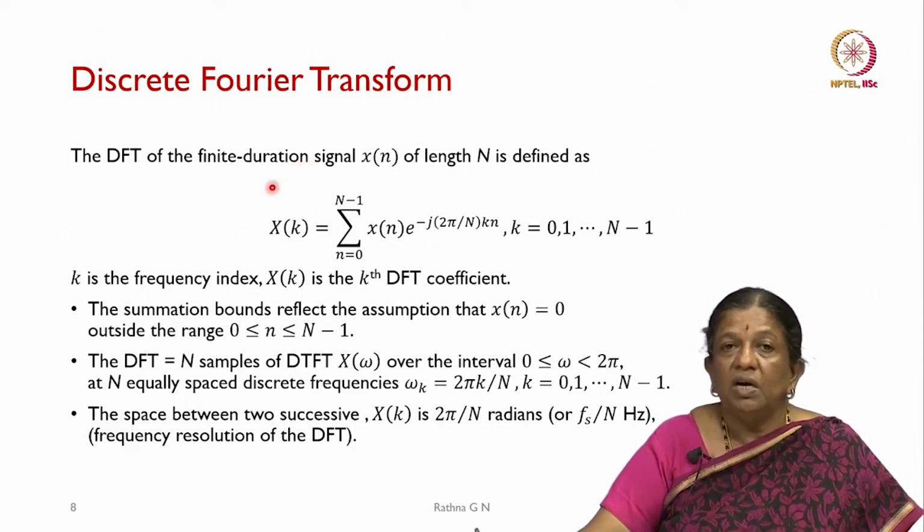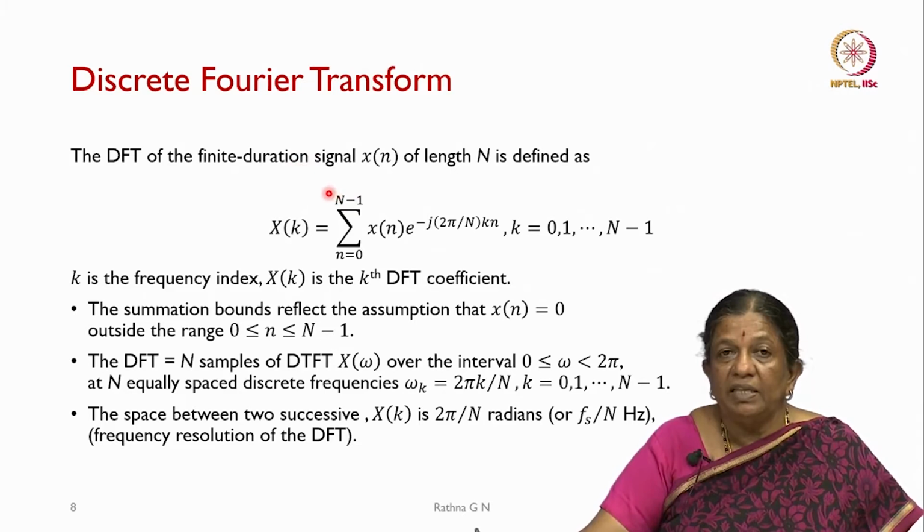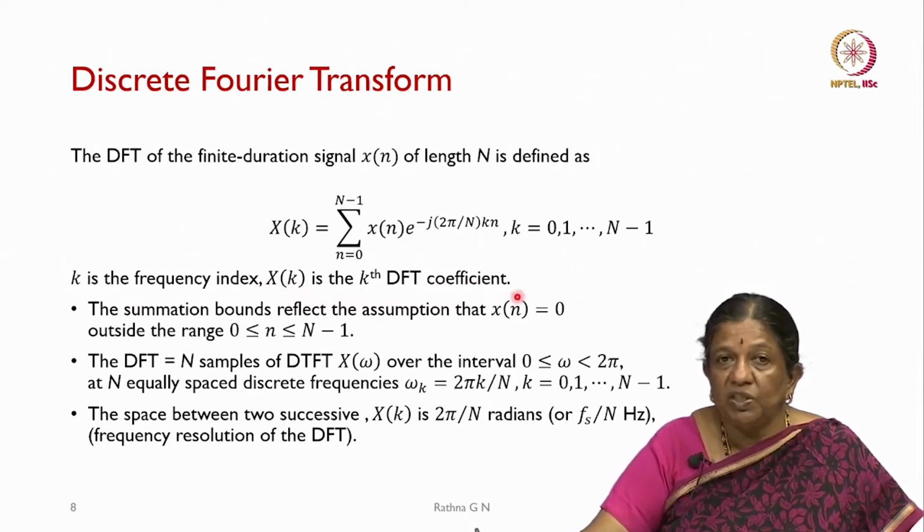Here both frequency and time have been discretized. So, x of n of length N is defined by X of k, which is the sum over n equal to 0 to N minus 1 of x of n into e power minus j 2 pi by N into k into n. K will be varying from 0 to N minus 1, and n is varying from 0 to N minus 1. So, we call k the frequency index. We say X of k is the kth DFT coefficient.